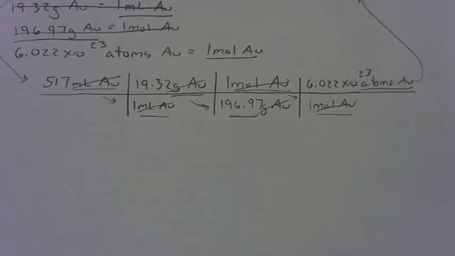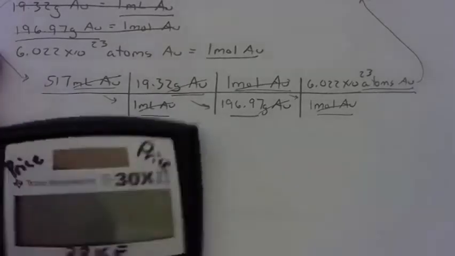So now on my calculator, if it's on top, I multiply. If it's on the bottom, I divide. So let me show you here.